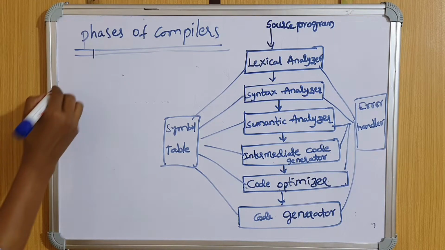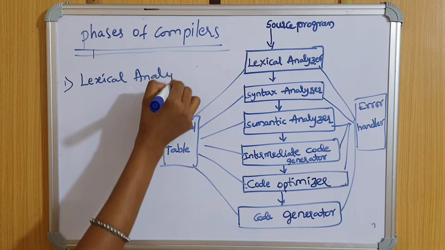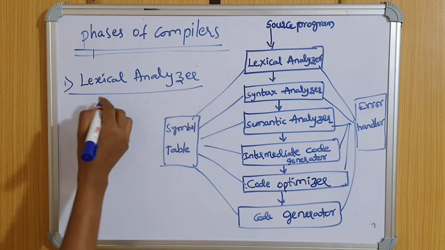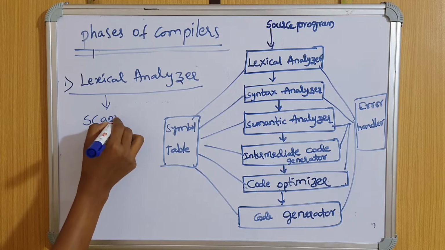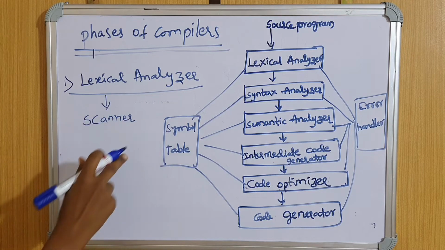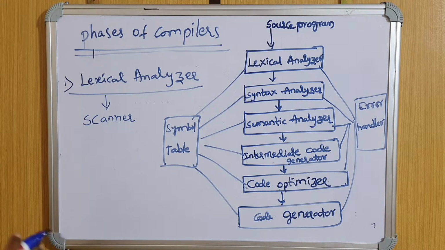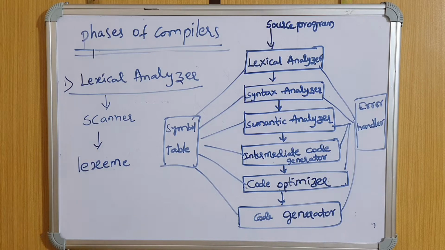Okay, now we'll see about the first phase. What is the first phase? The first phase is the lexical analyzer. So lexical analyzer we can call it as scanner. This phase is called lexical analysis or the scanner. What this lexical analyzer will do is it treats the stream of characters making up the source program and groups characters into meaningful sequences, that is called a lexeme.